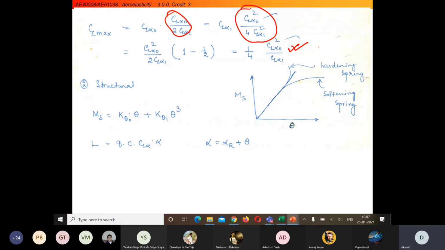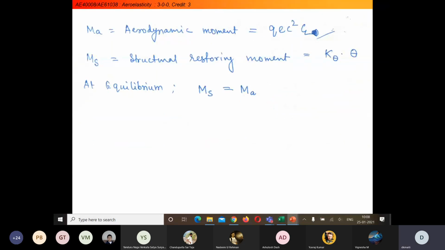Then I come to this, the quadratic nonlinearity that we have considered for the aerodynamic theory. Now I am coming to the structural model. In the structural model, initially we considered Ms equal to K theta into theta, that is the linear relation.